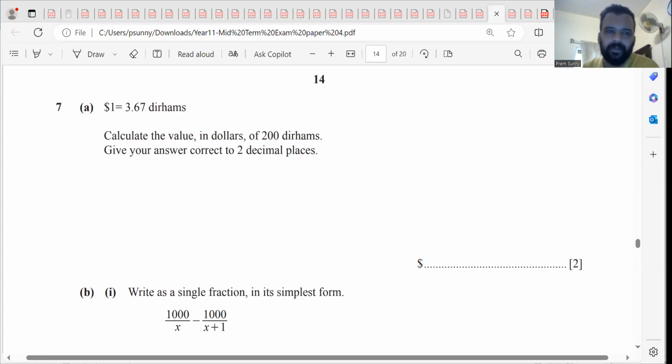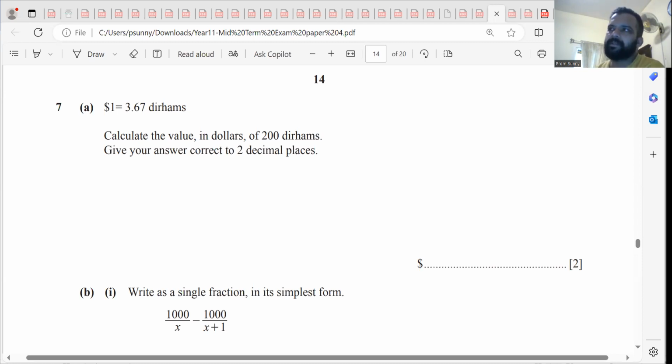Hi, welcome back. In this question, we are going to discuss currency exchange. Let's read the question. $1 is equal to 3.67 dirhams. Calculate the value in dollars of 200 dirhams. Give your answer correct to two decimal places.